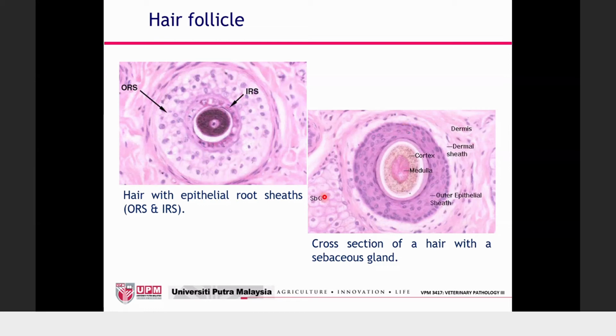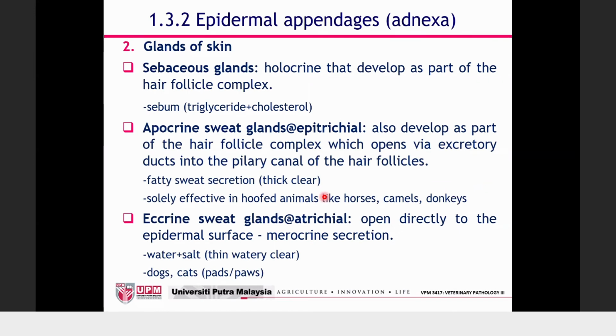So we come to the types of glands of the skin. There are a few types of glands present in the skin. First, you have the sebaceous gland, which is actually a holocrine gland that develops as part of the hair follicle complex. This sebaceous gland will secrete sebum, which is made up of triglyceride and cholesterol.